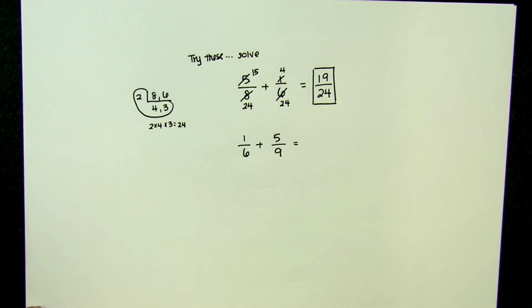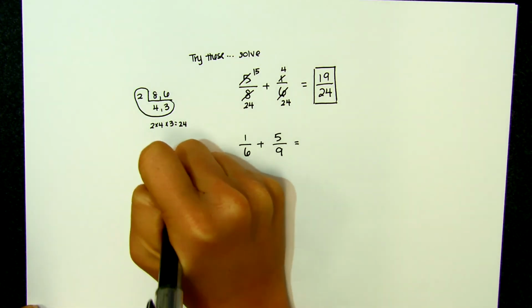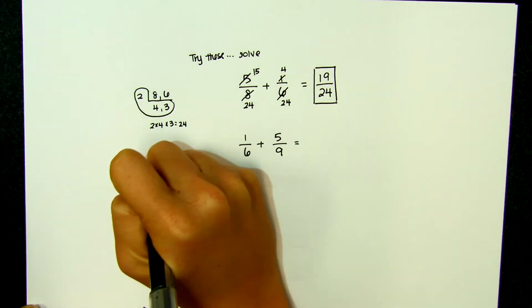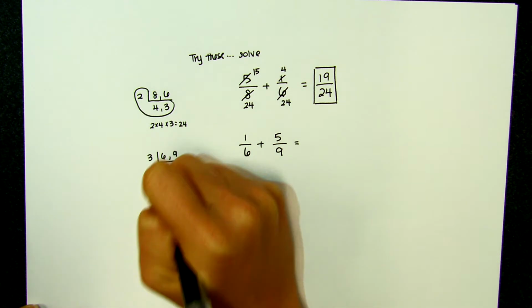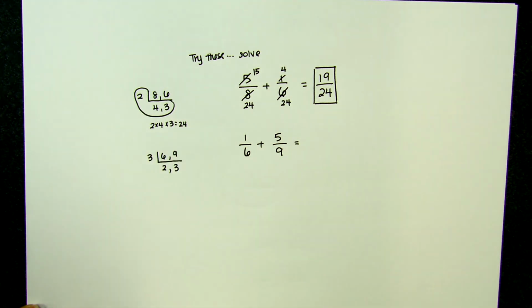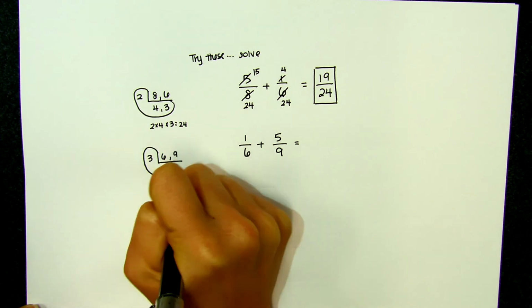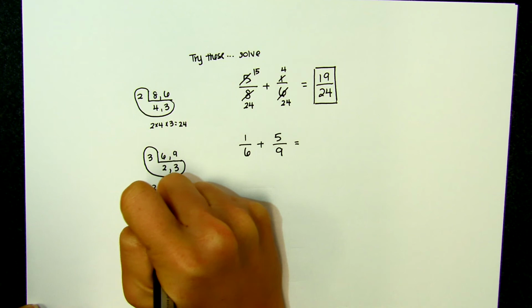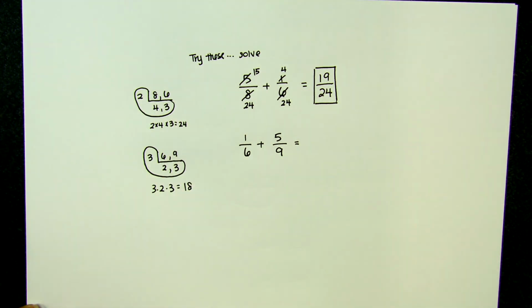Same thing with 6 and 9. Let's find the lowest common denominator. The factor that they both share is 3. 3 can go into 6 2 times. 3 can go into 9 3 times. And that's it, I can't keep going. So GCF is on the left, but LCM is all of them. 3 times 2 times 3 gives me 18. So 18 is the lowest common denominator.